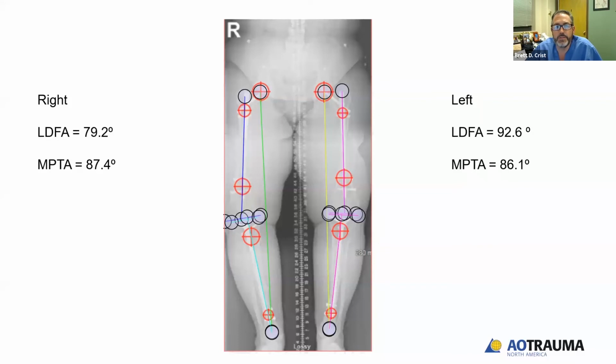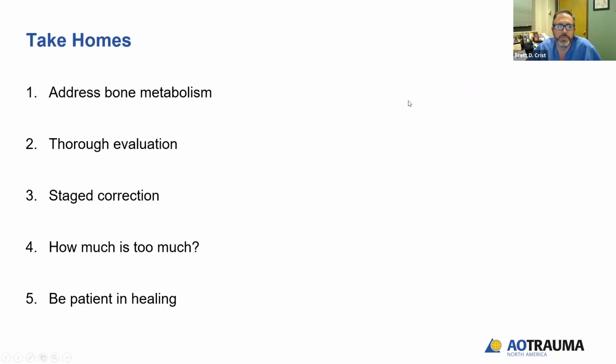And if I could have corrected her femurs more, I would have. I was bending the Schanz pins with the distractor. So take homes from that one are address the bone metabolism, because you want to be successful with these big surgeries, and getting their bone ready for people who have metabolic problems is really important. Do a thorough evaluation like you've heard throughout the course. And for this one, with femurs and tibias, I didn't want to do all 4 at the same time. That's too much for me and her.